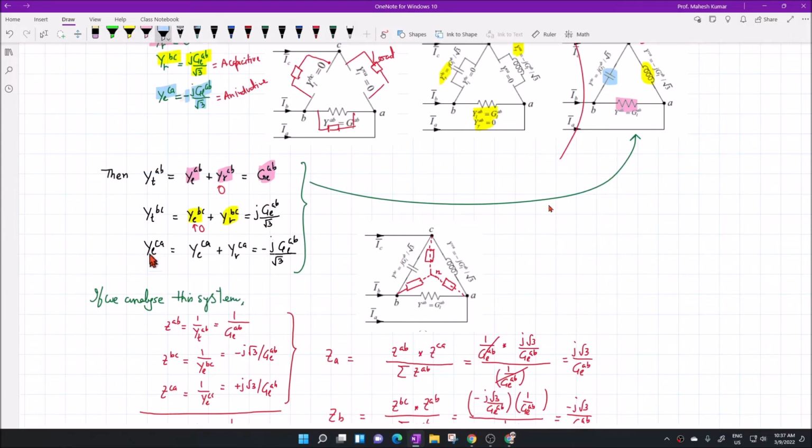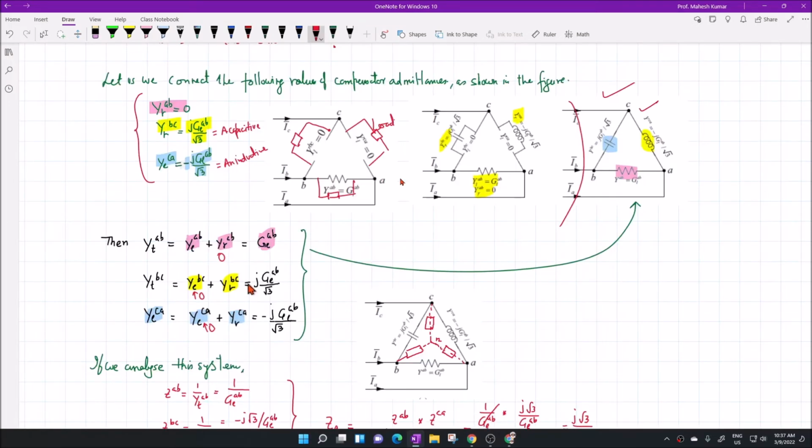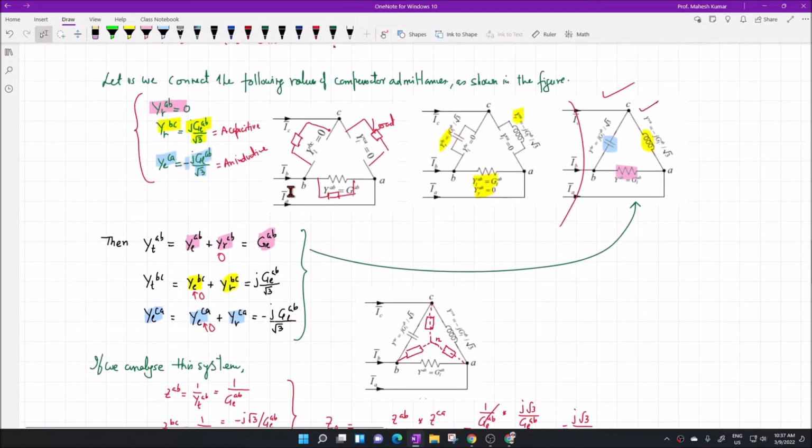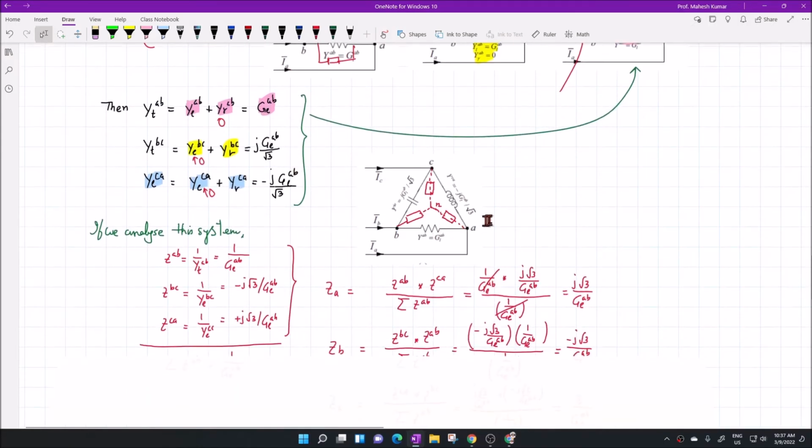And for CA, we have Y_LCA plus Y_γCA. Y_LCA is again 0. And Y_γ we have chosen as minus j G_LAB by root 3. What is the behavior of this circuit? So we want to try with these values, that's all. How they have come will be explained in the coming classes.